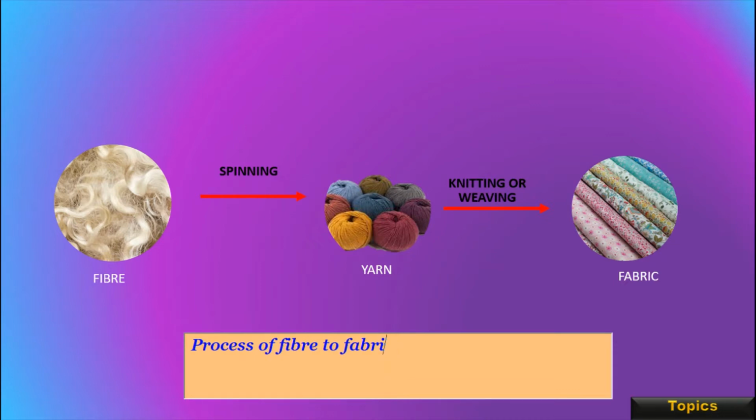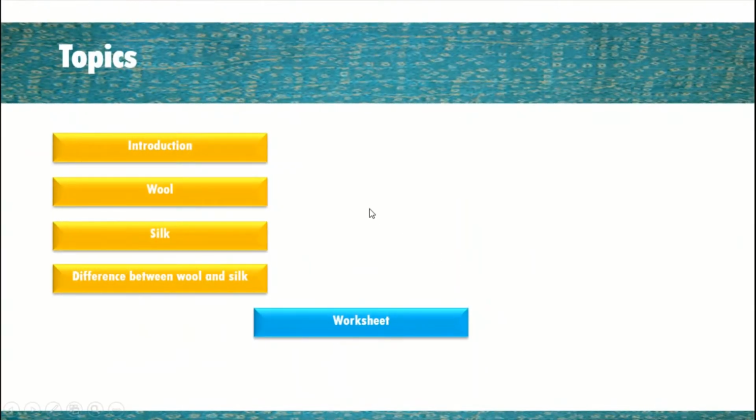So if they ask anything, you can write this. You will have to give a title and draw some diagrams. And what is the title? Process of fiber to fabric, right? So this is the process. So let us go to the topics. Our introduction is finished, right?